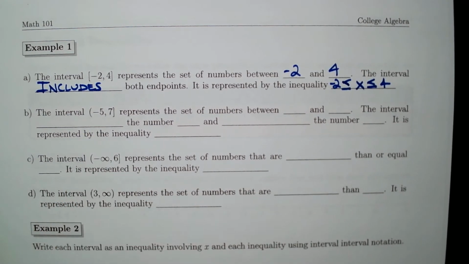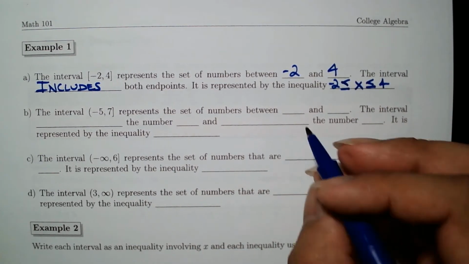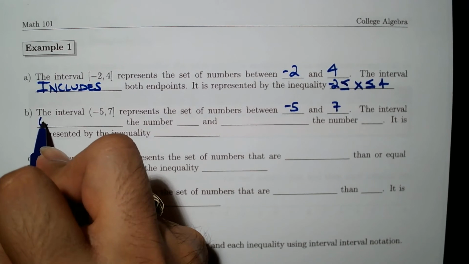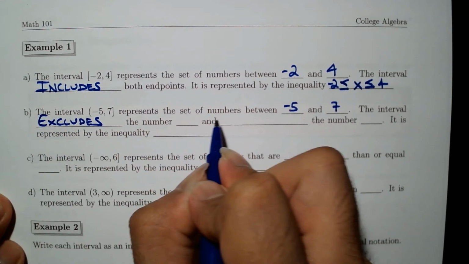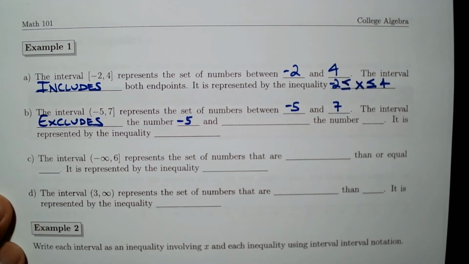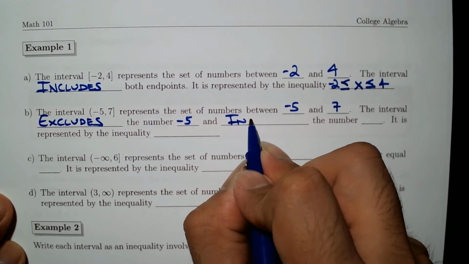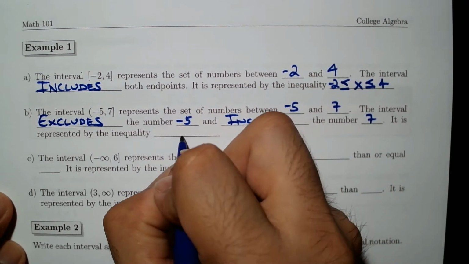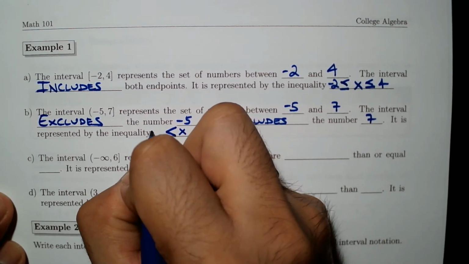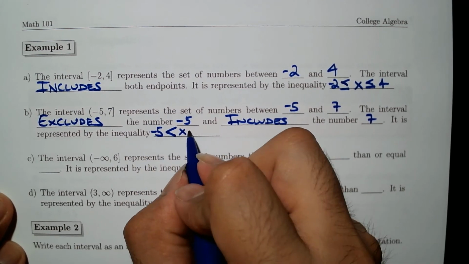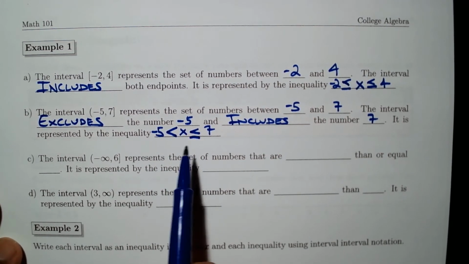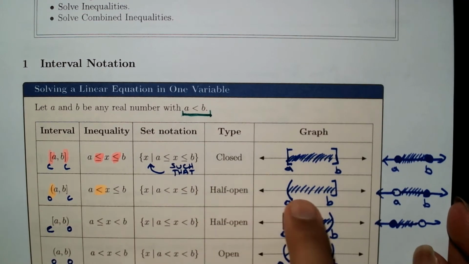The next case, the interval negative 5 to 7, represents the set of all numbers between negative 5 and positive 7. However, in this case, the interval excludes the number negative 5 because of the parentheses. It's open on this end, and includes the number 7. It is represented by the following inequality: x in this case is only greater than negative 5 because we exclude the lower endpoint, but we need to include the upper endpoint, which is 7. Notice how we combine both here. It's an example of the second case.